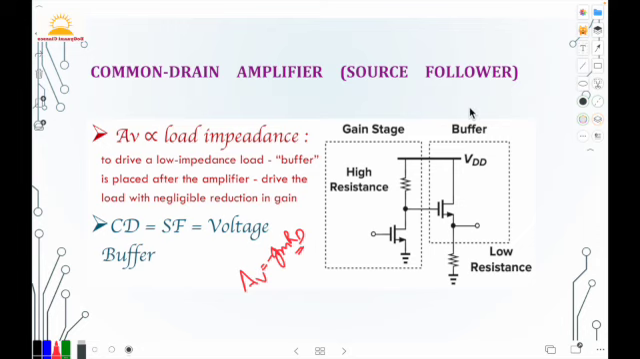Now, to drive a low impedance load with a common source stage, we have to place a buffer after it. Why so? Because the buffer will not affect or decrease the gain of the common source stage. In this video, we will study the common drain amplifier, which is a MOS buffer. It is also called a source follower.